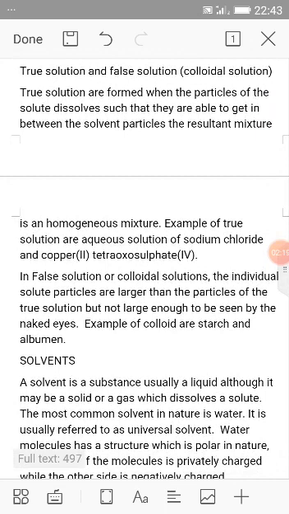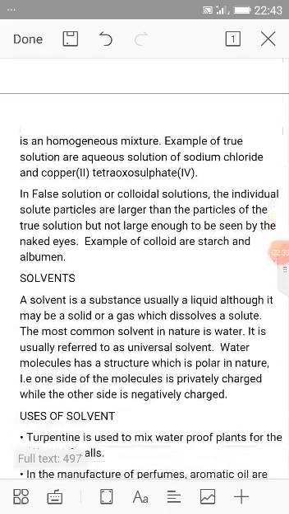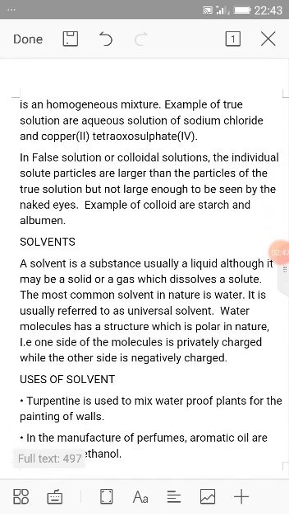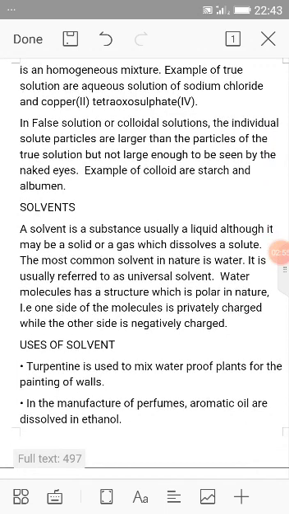Now, a colloidal solution is something that will not dissolve totally, but some particles remain. In a false solution, the individual solute particles are larger than the particles of the true solution, but they are not large enough to be seen with our naked eye. Examples of colloids are starch and albumen. When you put starch into water, that is what it forms.